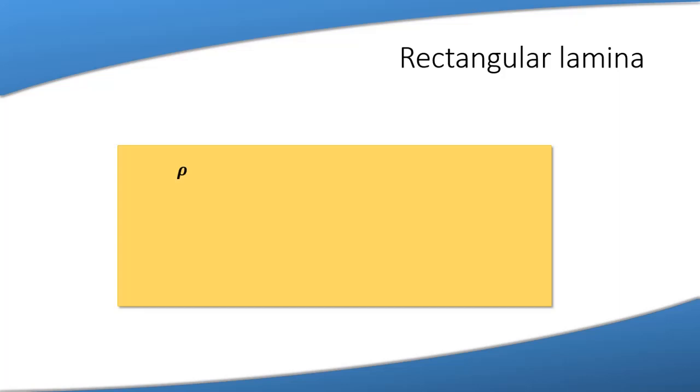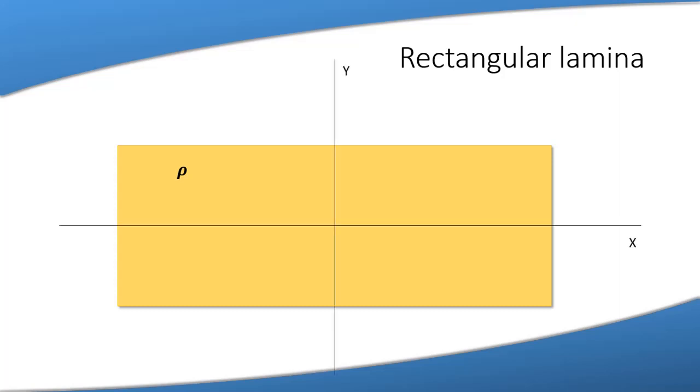A rectangular lamina. Consider a rectangular lamina of mass density rho. We will try to find its moment of inertia about an axis perpendicular to its plane and passing through its center of mass using the perpendicular axis theorem. For that, consider two perpendicular axes x and y. The length and the breadth of the lamina, let it be L and B.